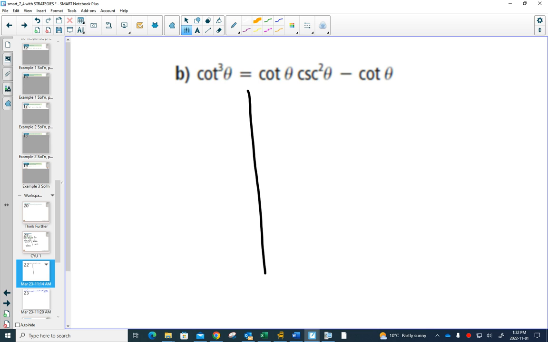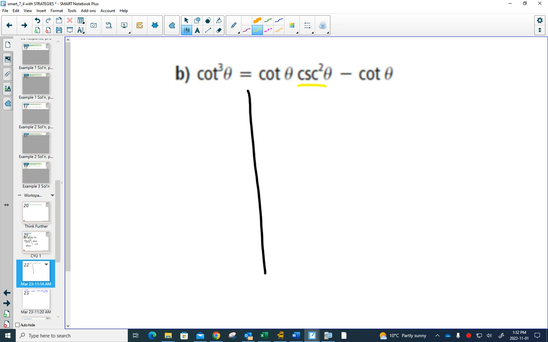And on my formulas, there's a formula with cotangent and cosecant. So I might be able to change this equation to have only cotangent or only cosecant. This formula has squareds in it. Do we have squareds anywhere in our equation? Yes, we do, right here.